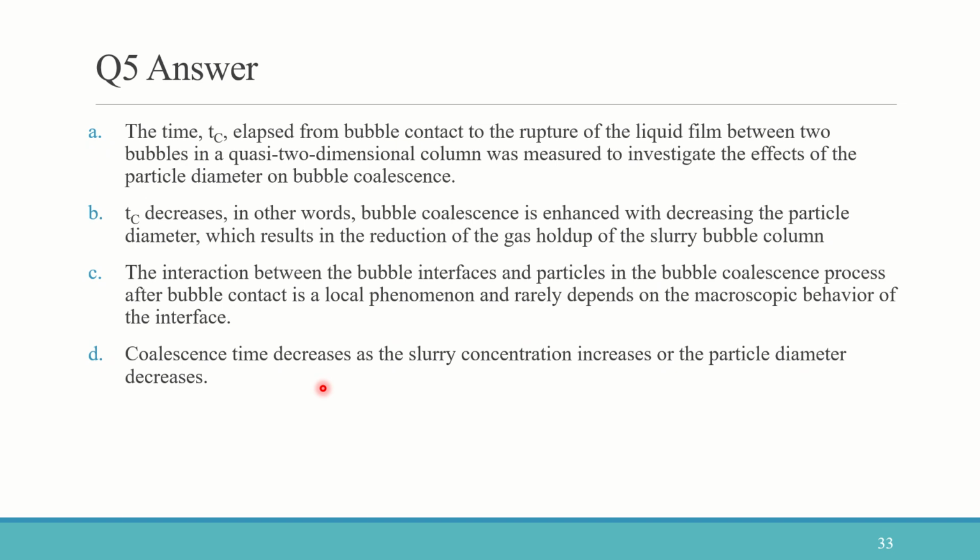Coalescence time decreases with increase in the slurry concentration. Coalescence time decreases with decrease in the particle size. The particle diameter decreases, coalescence time decreases. Coalescence time decreases, slurry concentration is increased. Coalescence time decreasing means that the coalescence is enhanced. Bubble coalescence phenomena is enhanced with coalescence time decrease. I hope you are clear now. Just look at the slide, you will be more clear than me speaking, because I may be confusing. Just look at it once.